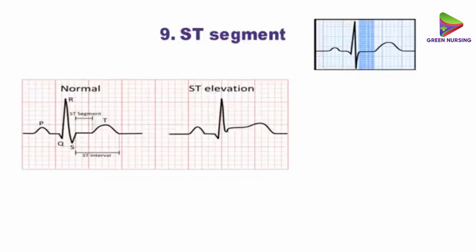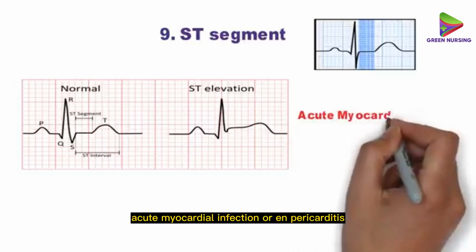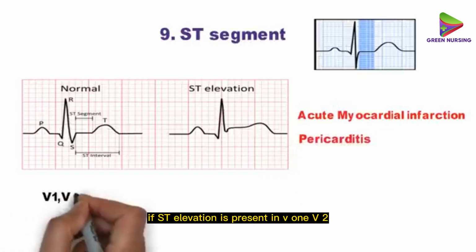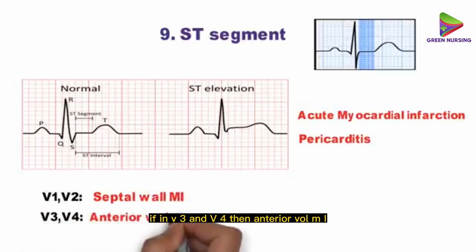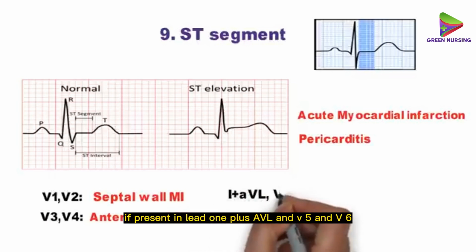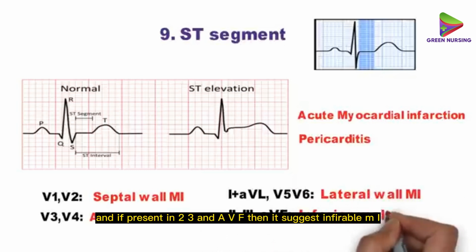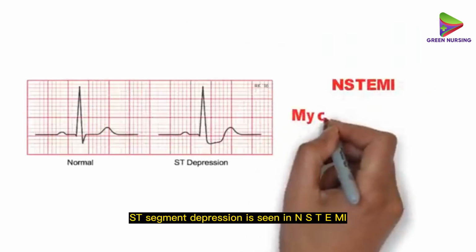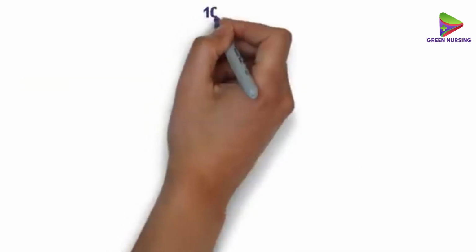the beginning of T wave. As in this ECG you can see ST elevation, which could be commonly due to acute myocardial infarction or pericarditis. If ST elevation is present in V1, V2, then it is septal wall MI. If in V3 and V4, then anterior wall MI. If present in lead 1, aVL and V5, V6, then lateral wall MI. And if present in 2, 3 and aVF, then it suggests inferior wall MI. ST segment depression is seen in NSTEMI, myocardial ischemia, posterior MI, and many other causes.